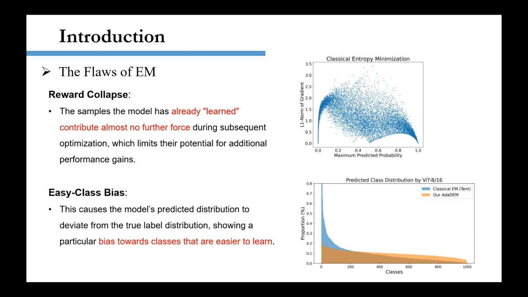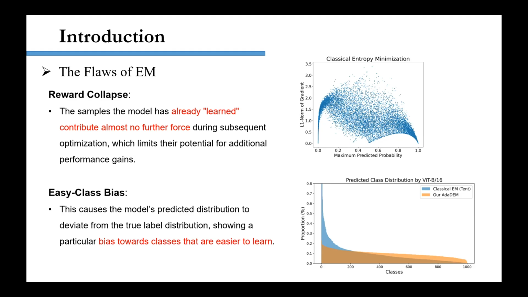This seemingly harmonious coupling, however, hides two critical flaws. The first one is the reward collapse. When the model's prediction confidence for a sample approaches 1, the gradient generated by the EM loss rapidly decays to 0. This means that samples the model has already learned contribute almost no further force during subsequent optimization, which limits the potential for additional performance gains.